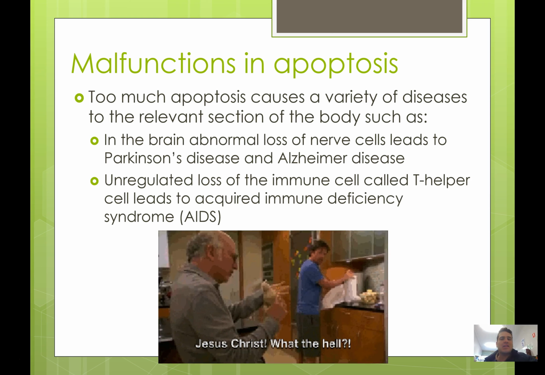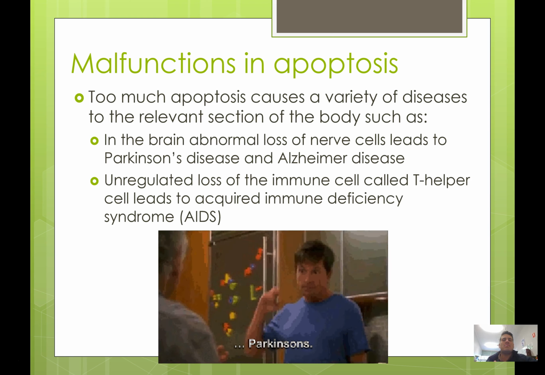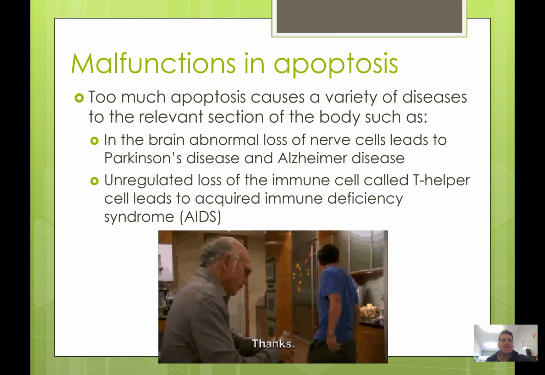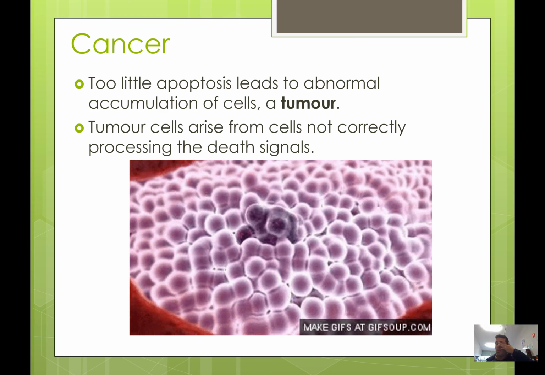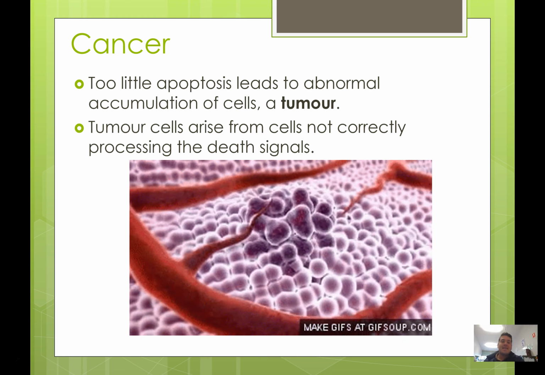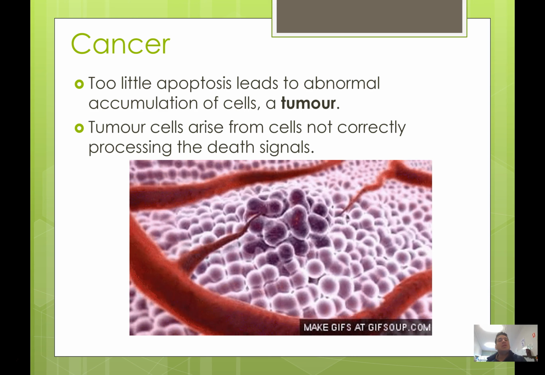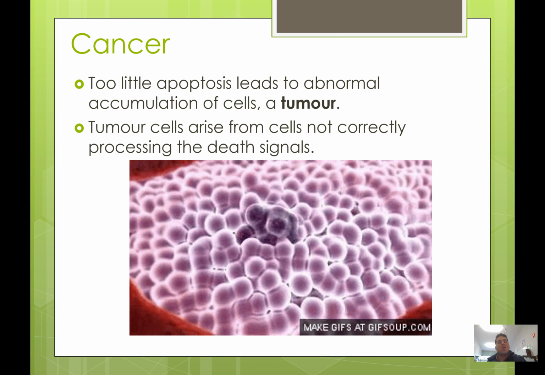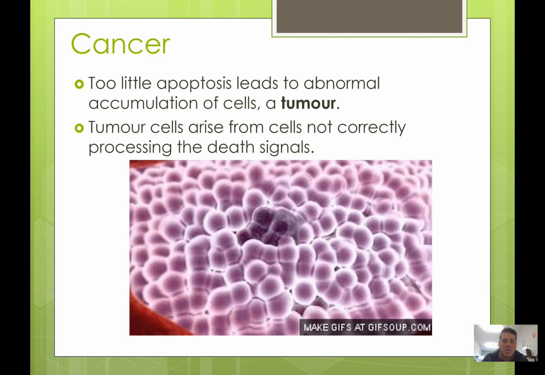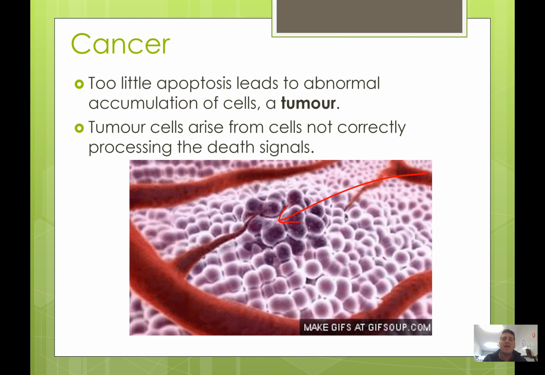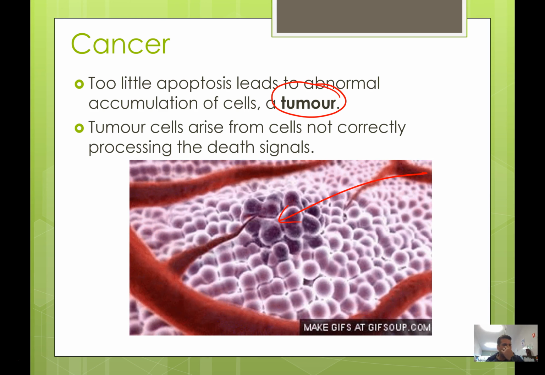Also, unregulated loss of immune cells, called the T helper cells, leads to acquired immune deficiency syndrome, so AIDS. So that's also a malfunction in apoptosis. Most importantly, what the study design wants you to know about is apoptosis and its cause in cancer. Too little apoptosis leads to abnormal accumulation of different cells. And this abnormal accumulation, what we can see in the middle here of this GIF, is what we call a tumor. It's an uncontrolled growth of cells.